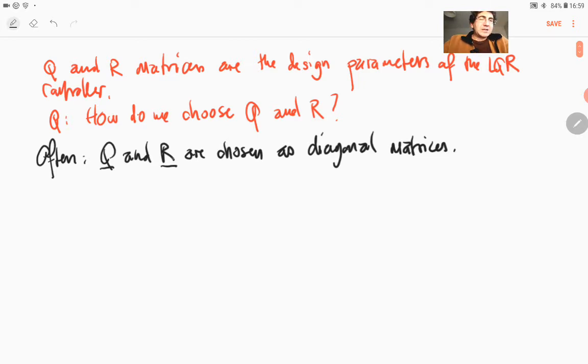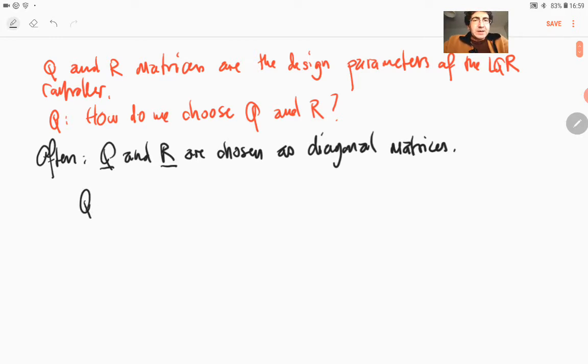But if on the other hand you have R being increased in comparison with Q, in that case, what you are telling the optimization is that you don't want to increase the input too much. Therefore, the algorithm is going to be much softer on trying to make X go to 0, but will not try to increase U that much.